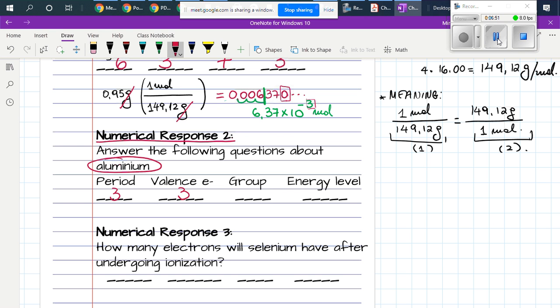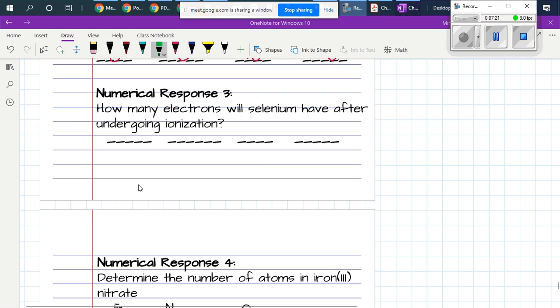Which group is aluminum? Group 13. Excellent. And how many energy levels does the electron have? 3 as well. A lot of 3s in this question. Again, when you are recording this, you will record it without space, without comma, or anything like that. Is this clear? Okay.